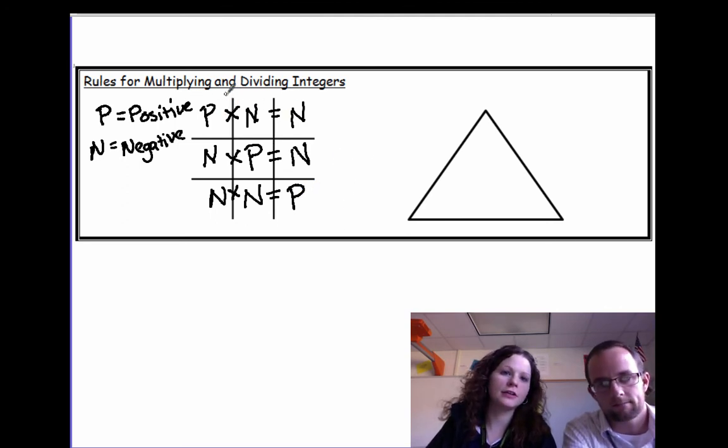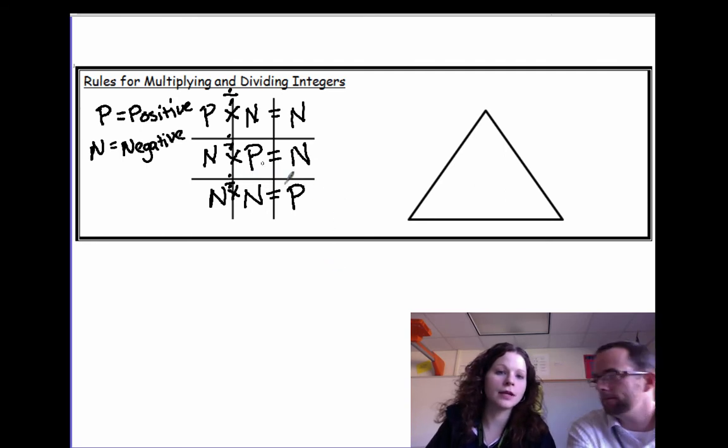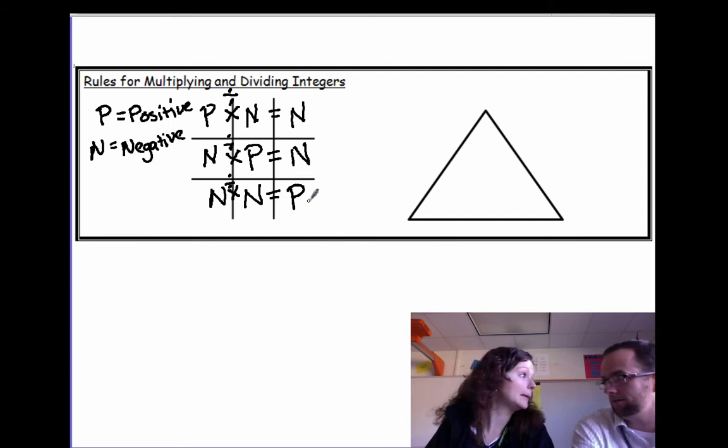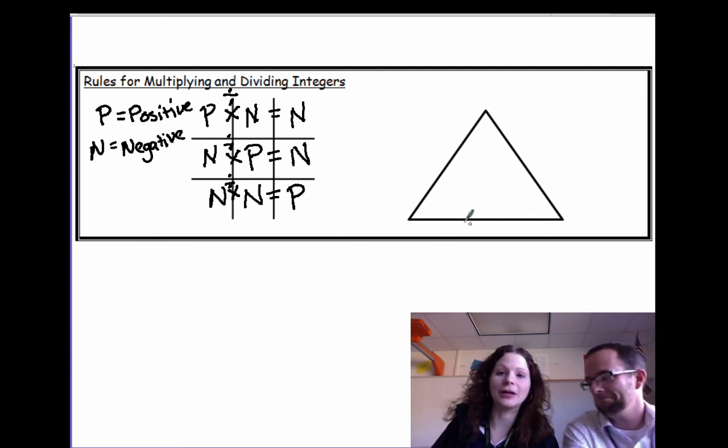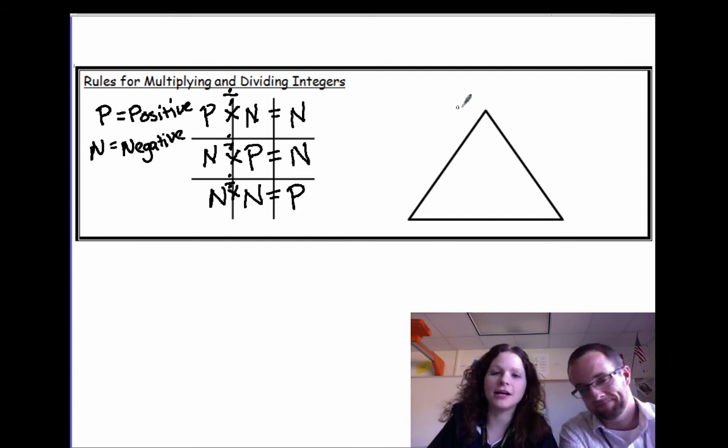So I can do a positive divided by a negative equals a negative. Absolutely. A negative divided by a positive equals a negative. And a negative divided by a negative equals a positive. And a positive divided by a positive is a positive.